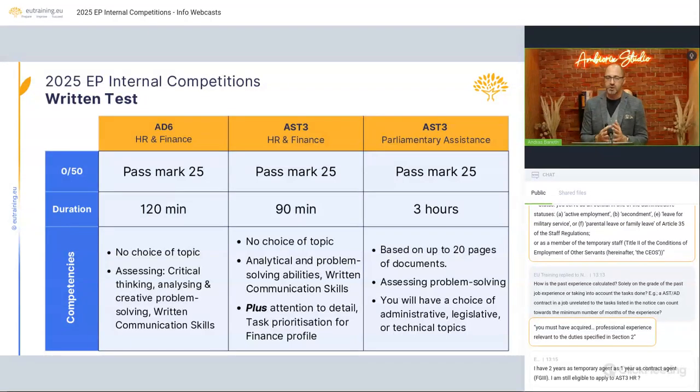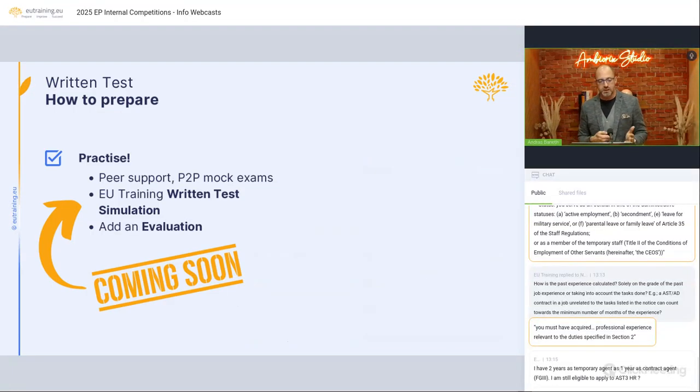The good news there is that you can choose. So there is a choice between administrative, legislative, or technical topic. So they give you a choice in the exercise itself that you pick one of the three areas or three approaches. So I hope that makes sense. We have a couple of slides on how to prepare and what you can do. So we are actually creating mock exercises for you. Based on all the information that I've covered, we will provide you with mock exercises that you can practice the written test on.